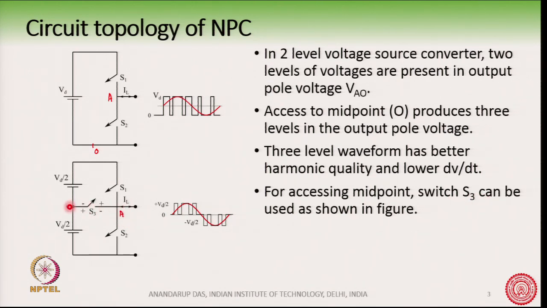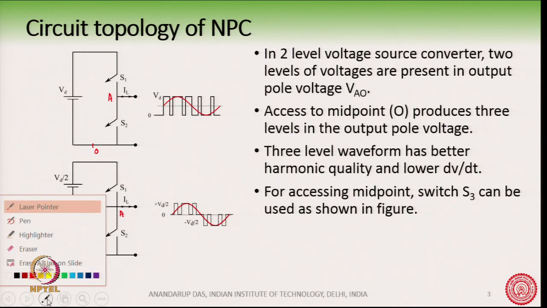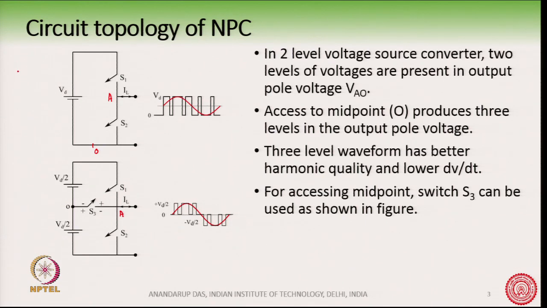midpoint of the DC source, we are using a third switch S3. Now, remember that in a 2-level voltage source converter, the point O we had taken to be the negative of the DC bus. Some authors take or make a circuit like this also.